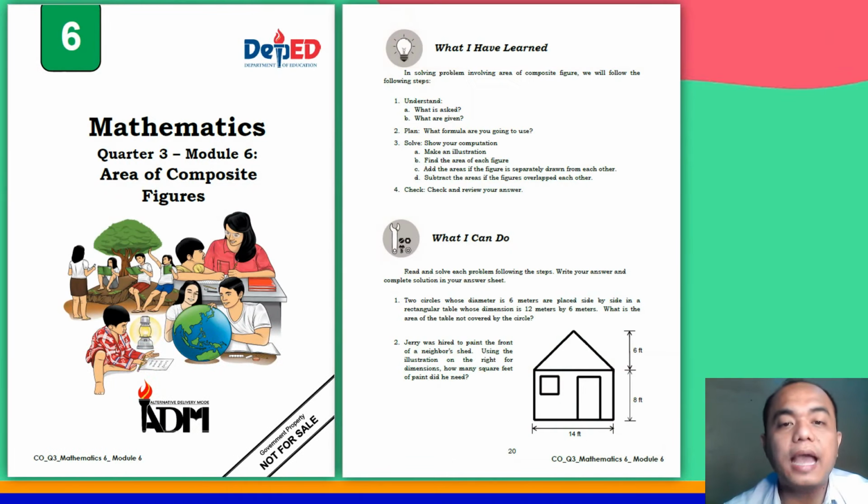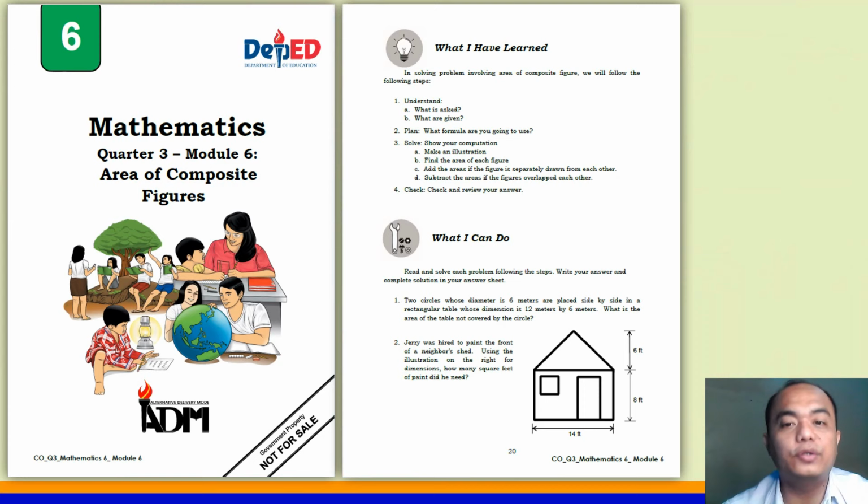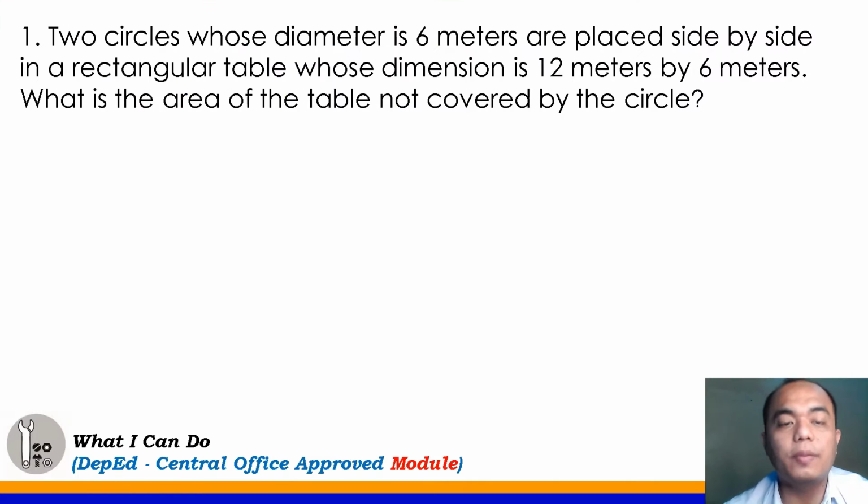So this time, let's have the what I can do part of your module. Number 1, 2 circles whose diameter is 6 meters are placed side by side in a rectangular table whose dimension is 12 meters by 6 meters. What is the area of the table not covered by the circle? So let's illustrate this problem.